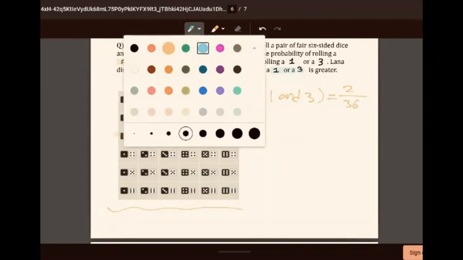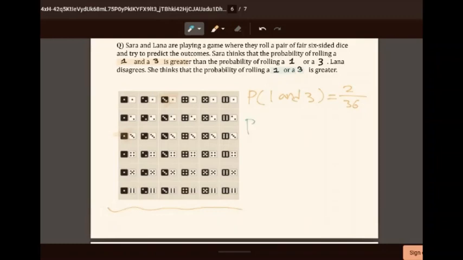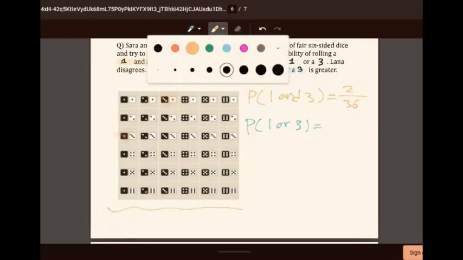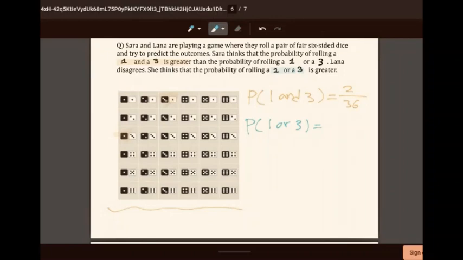Now let's write down Lana's probability. Lana's probability is rolling a 1 or a 3. We have to count how many times a 1 or a 3 has been rolled, together or not together. 1, 2, 3, 4, 5, 6, 7, 8, 9, 10, 11, 12, 13, 14, 15, 16, 17, 18, 19, 20. 20 times. So 20 over 36.